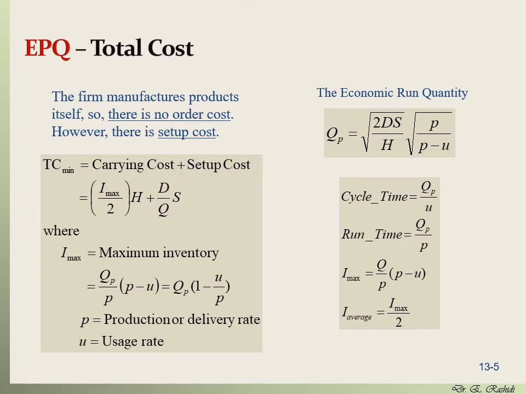So this is how you can find the setup cost: the number of times that you want to run the production multiplied by the setup cost per run, which is S.